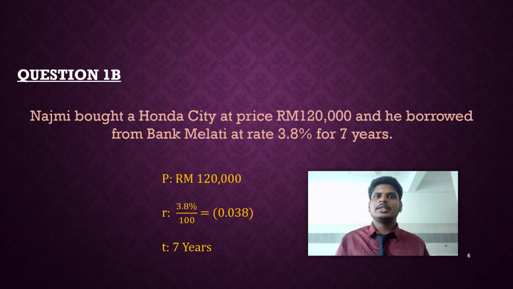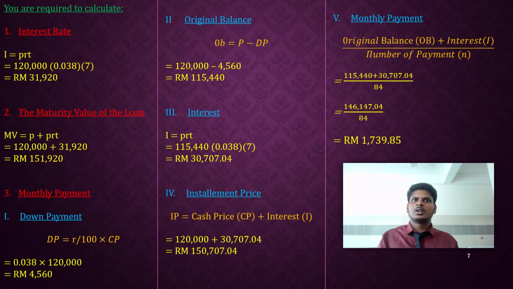First, let's list out the key details. The principal amount P is 120,000. The interest rate R is 3.8% annually, and the loan term T is 7 years. But before we dive into the loan calculations, let's understand the basic components of a loan. When dealing with loans, it's essential to calculate several important values: the original balance, the maturity value, the monthly payment, and in cases of early repayment, the rebate and the early payment amount.